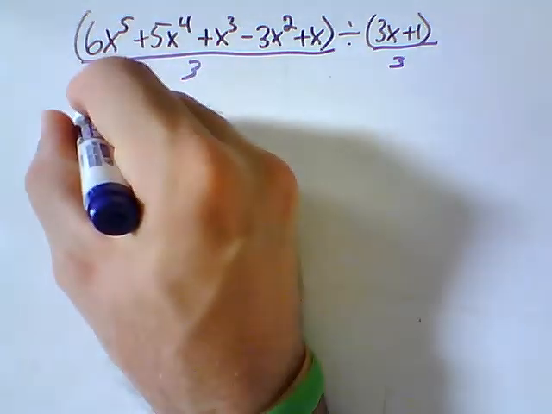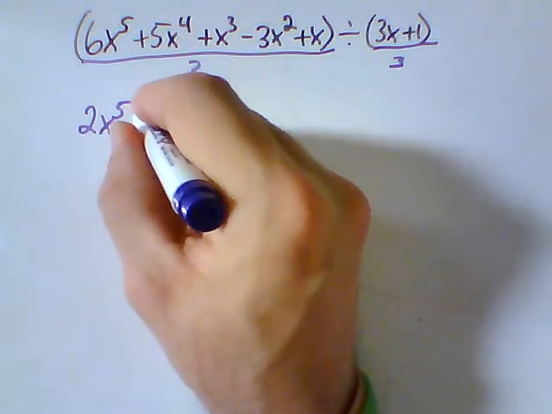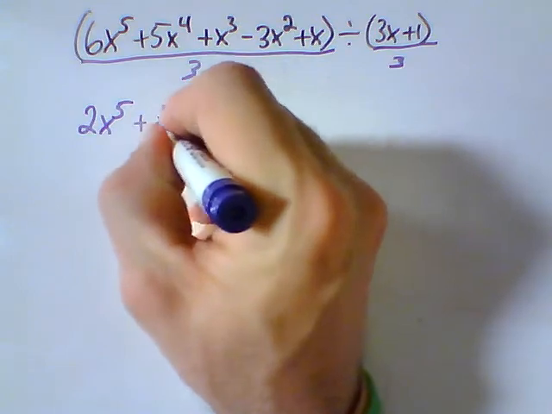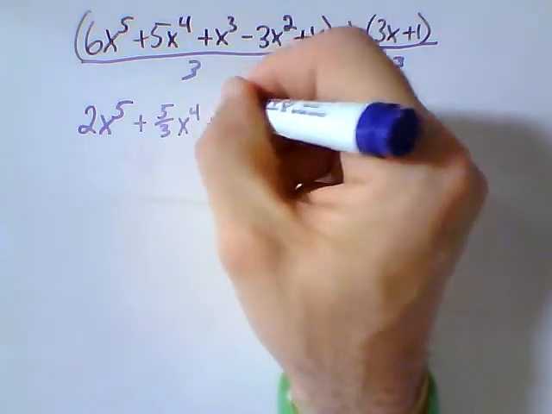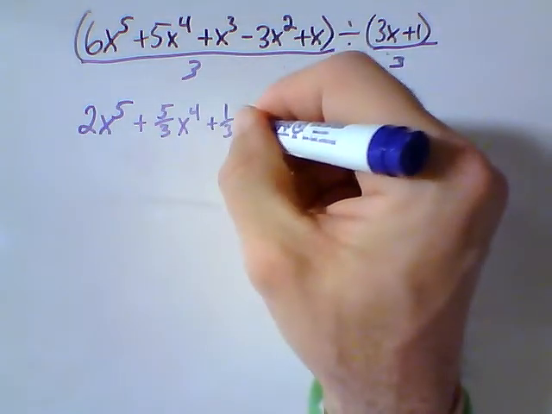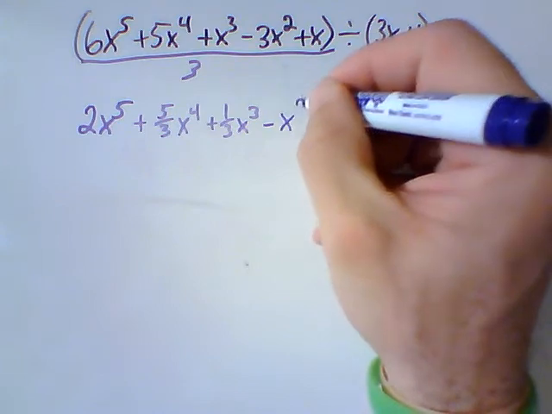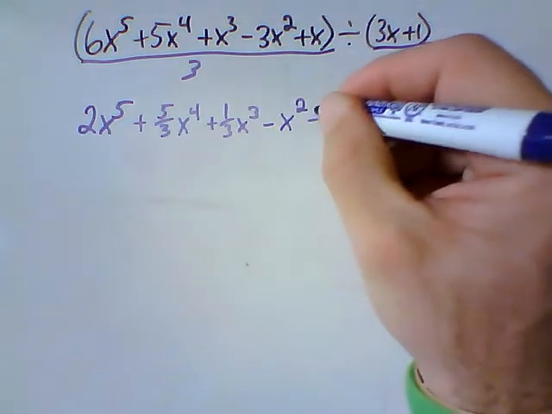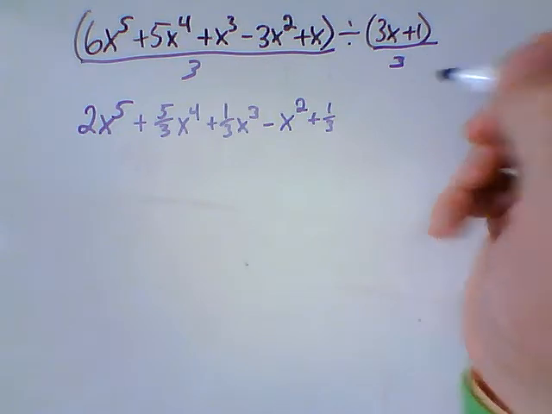6 divided by 3 is 2x to the 5th. 5 divided by 3 is 5 divided by 3, x to the 4th. 1 divided by 3 is 1 divided by 3, x to the 3rd. 3 divided by 3 is just 1. And 1 divided by 3 is just 1 divided by 3, otherwise known as 1/3, by the way.